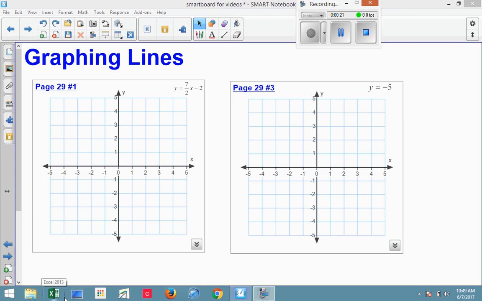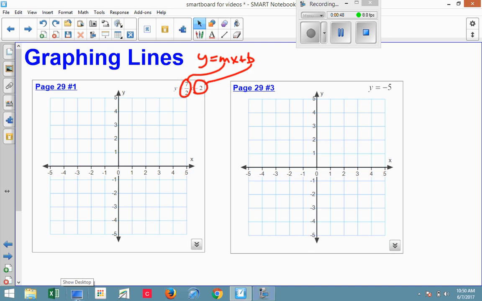So I'm going to again refresh your memory on slope-intercept form of a line. We know it is y equals mx plus b. And this equation, I can see already, is in that form. So I know that the y-intercept is -2 and the slope is 7/2, which means rising 7 and running 2.